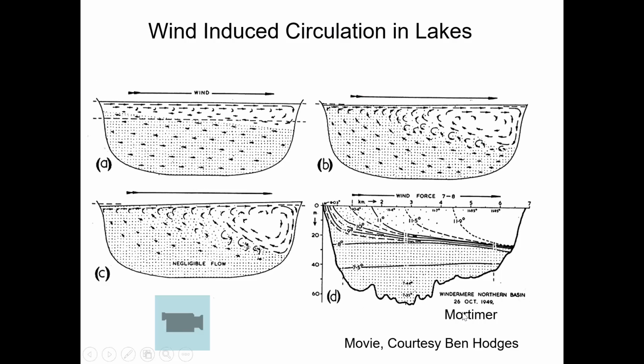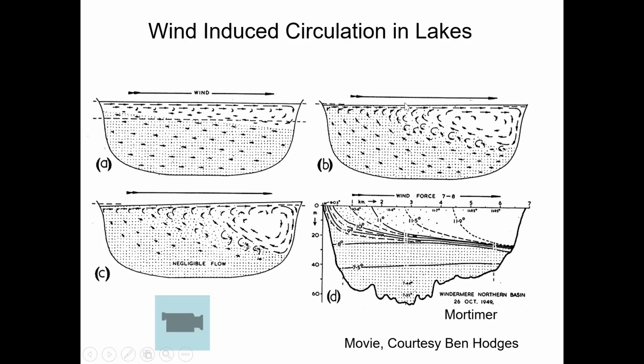But it was done by Clifford Mortimer, and he collected data in Lake Windermere in England or Great Britain in the Northern Basin in October 1949. We have an epilimnion, we have a hypolimnion, and a very thin thermocline in between them. The wind blows, you can see the currents near the surface are greater, and then some of it downwells, and we get another flow in this direction.